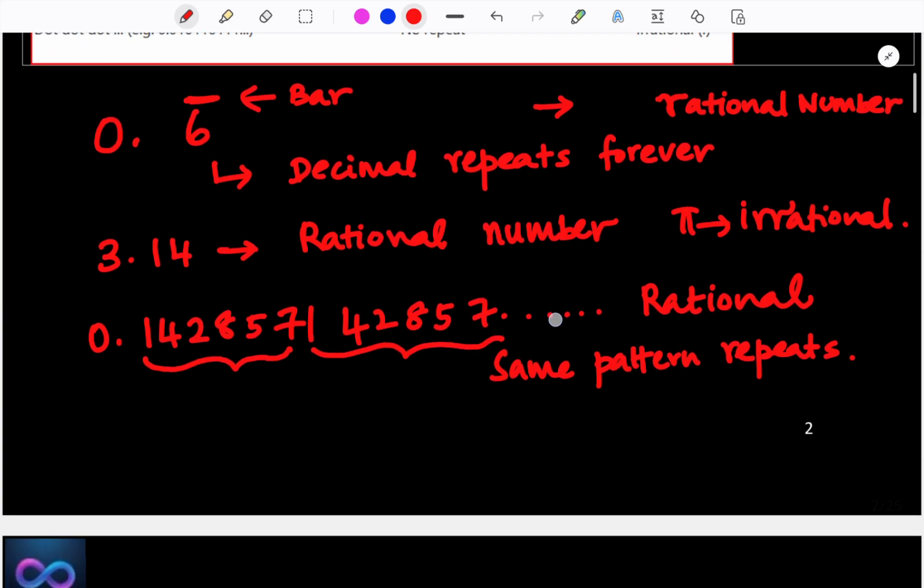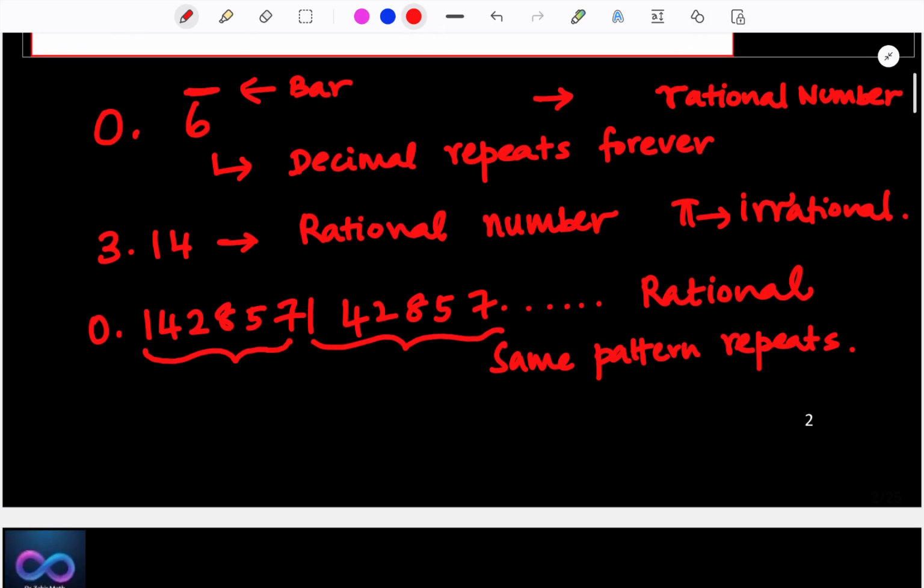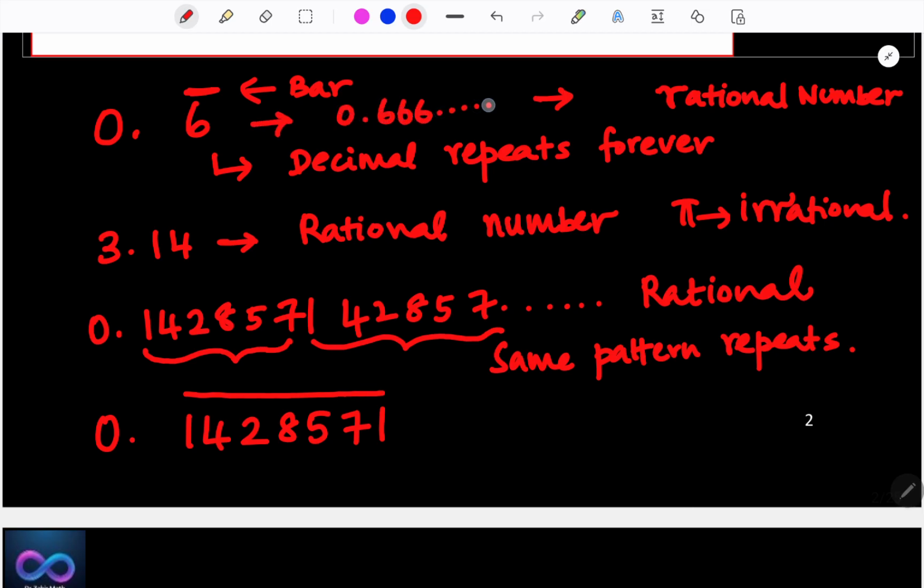Okay, right. Next, if the decimal goes forever, why is it called a rational number, teacher? Because there is a dot, it's going on. Look at the number, it's repeating, right? So 142857, what can I do? I can write it with a bar. So what is the meaning of this? This is 0.6666, it's going on. So there is a bar. If the bar is there, actually it is a rational number.